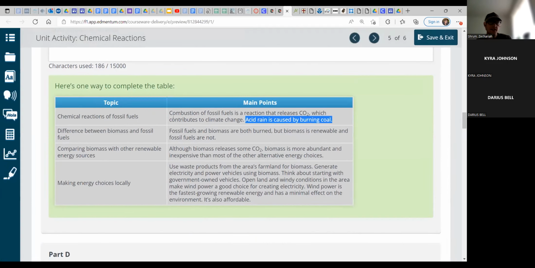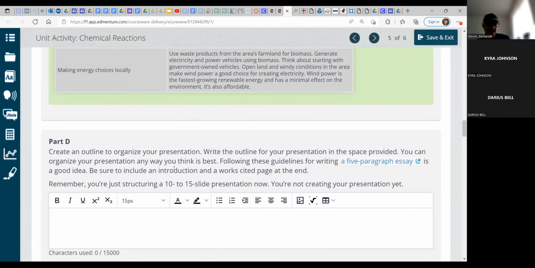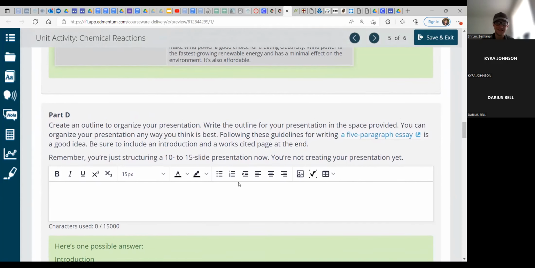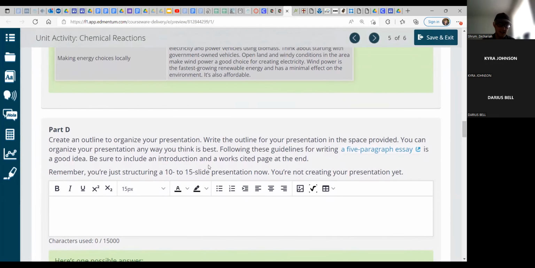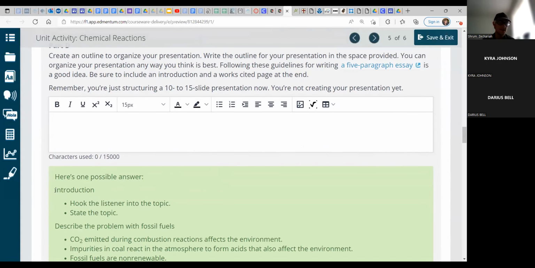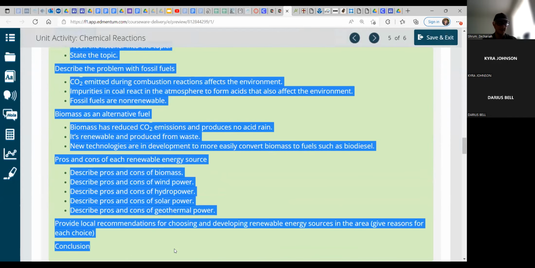Okay, so those are the main points. And then we'll take these main points, maybe change them up a little bit, but we'll create an outline to organize the presentation. The guideline here is following the 5-paragraph essay and include an introduction and a works cited page. So here is the outline. Let me see if I can copy paste that into the chat. Ta-da.